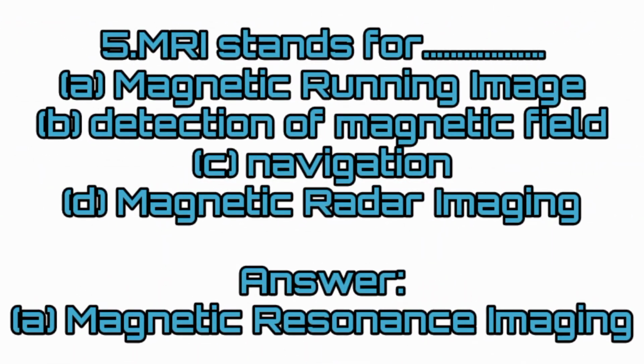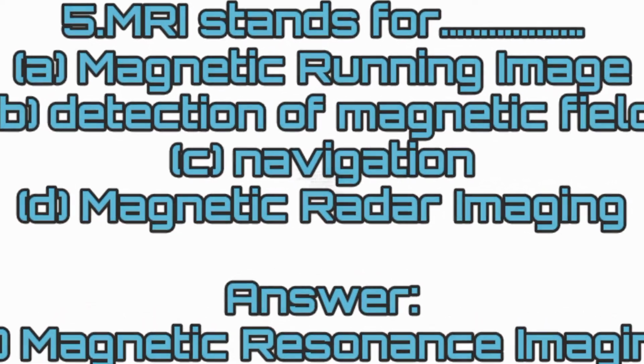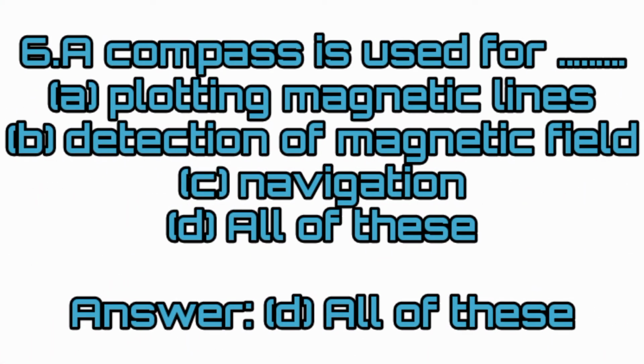MRI stands for magnetic resonance imaging. A compass is used for. Answer option D, all of this. That is plotting magnetic lines, detection of magnetic field and navigation.